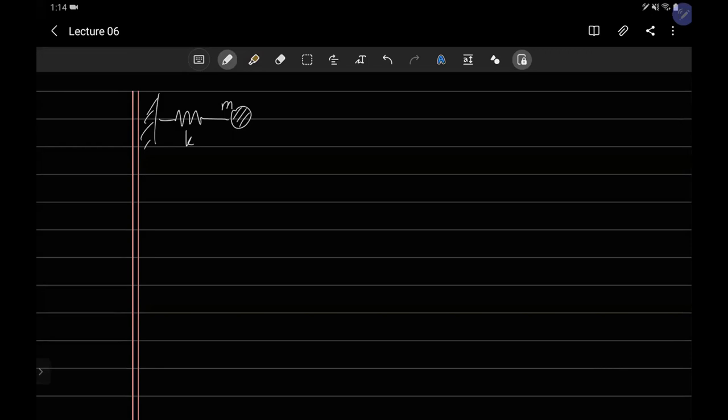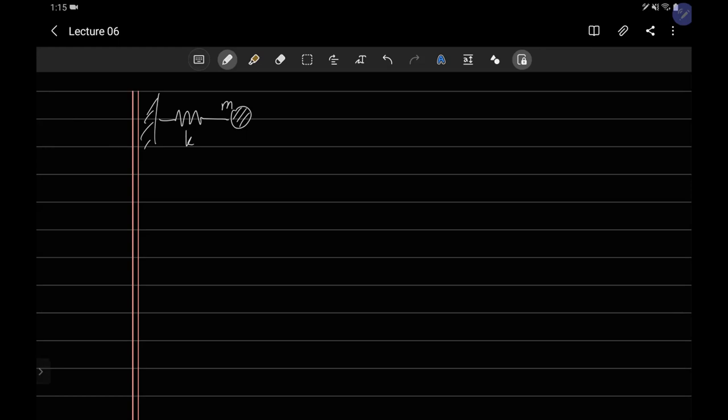Let's assume that we are interested in a mass which is connected to the wall through a spring, and this spring has the spring constant of k, and the mass of this one is m. And again, this example is not a quantum mechanical example, but I'm just trying to solve this problem in terms of classical mechanics. And in the middle of the process, you will see how the solution of the classical mechanics can be compared to how you can solve the quantum mechanical problem.